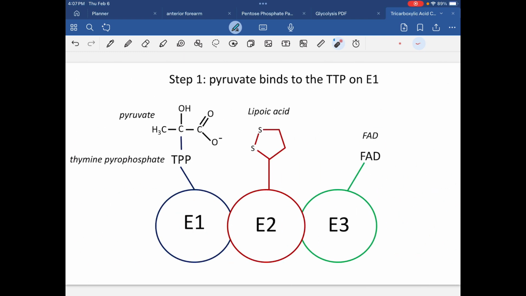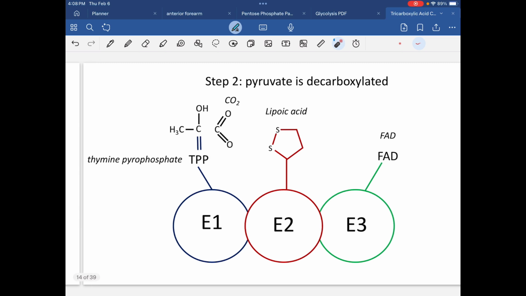So we're going to go into step 1. What we're going to do is we're going to take this pyruvate, here's pyruvate, and we're going to attach it to the TPP of E1. That's all that happens in step 1. We're just attaching the pyruvate to the first enzyme in this complex.